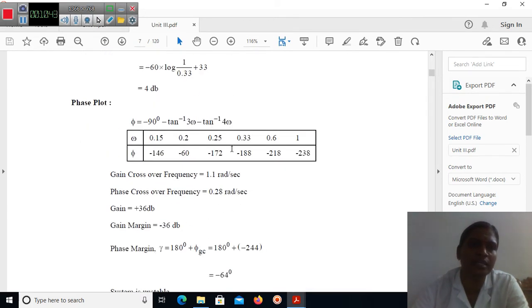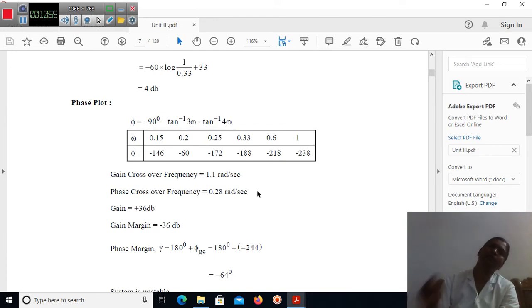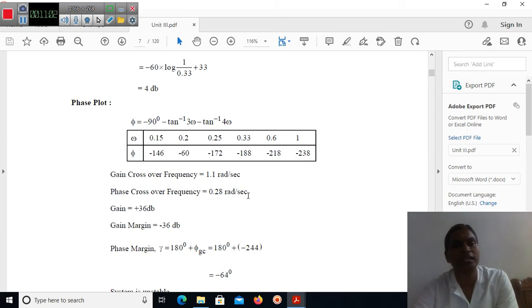We have to calculate the gain crossover frequency and phase crossover frequency. How do we calculate the gain crossover frequency? We draw the 0 dB line on the magnitude plot. That 0 line cuts our magnitude plot, and the corresponding value is nothing but the gain crossover frequency. Similarly, we draw the minus 180 degree line for the phase crossover frequency. That line cuts the magnitude plot, and that value is called the phase crossover frequency.